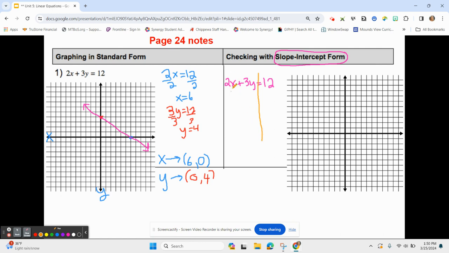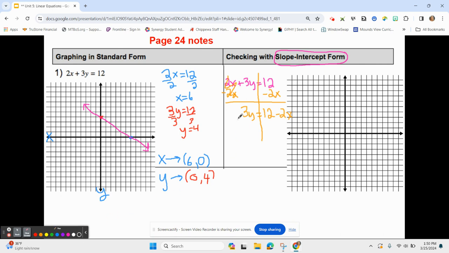So the first thing I'm going to do is remove this 2x. I'm going to go minus 2x on the left, and I'm going to come over here and go minus 2x on the right. Now I'm going to draw my line. My 2x's cancel, and we've got 3y equals 12 minus 2x. Now I'm almost done, but not quite, because I got to get this y alone.